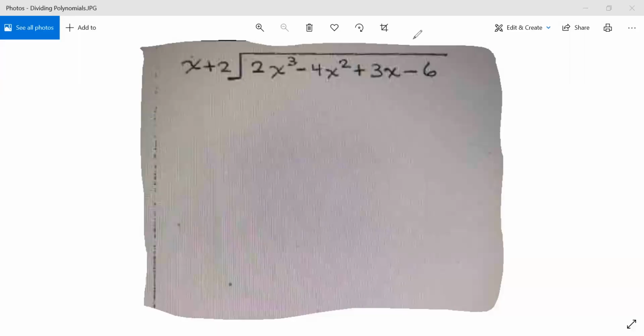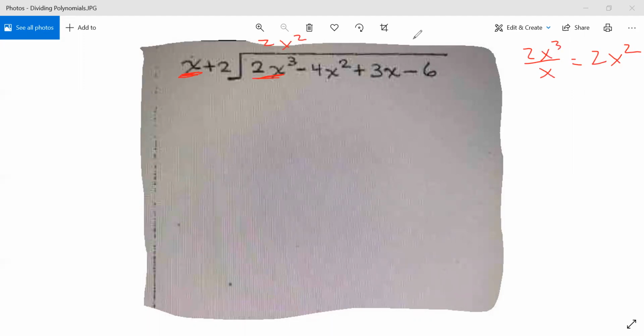Okay, so when we're dividing polynomials, we're going to divide the first term of the dividend, which is this term here, by the first term of the divisor. So if you divide it, 2x cubed over x is just going to be 2x squared. And you will put that where the quotient is. The quotient is right above the dividend, so you will put that over here.